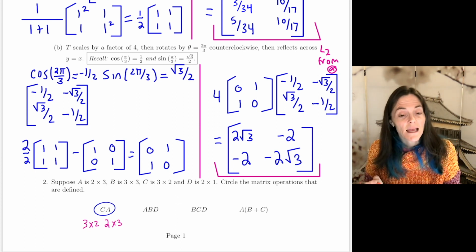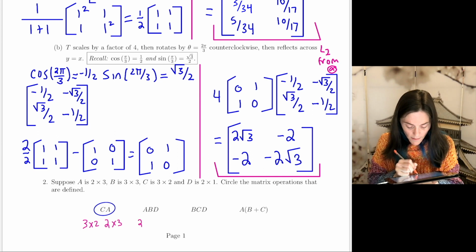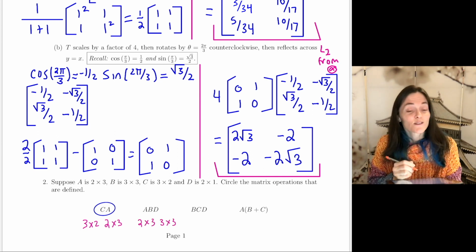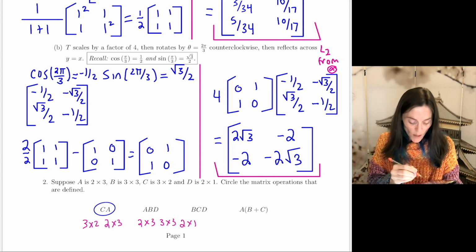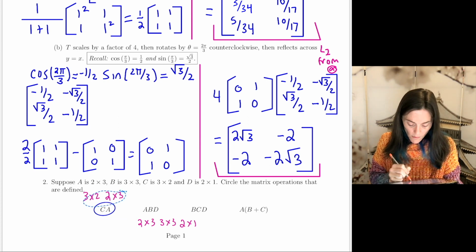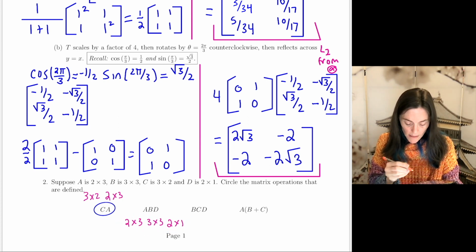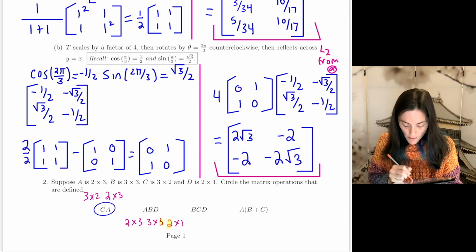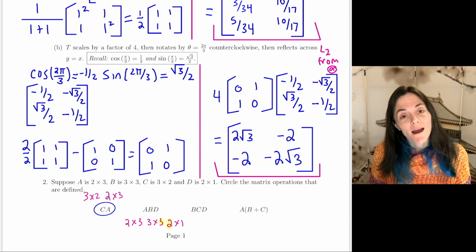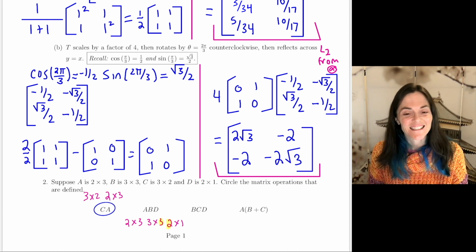In fact, CA is 3 by 3. Let's move on. A is 2 by 3. B is 3 by 3. So far, wonderful. D is 2 by 1. Here we realize there's a problem because here and here, they don't match. And so the product A, B, D, that's not defined.